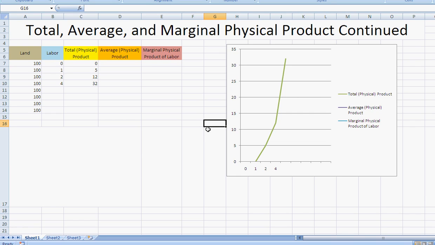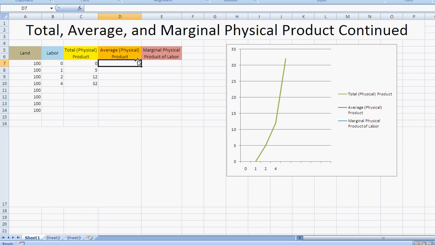So as I alluded to in the last video, we're going to continue our discussion of total, average, and marginal physical product with Excel. All that I've done is copy the exact same table that we were working with last time into Excel, and we're going to start working with the average physical product, just recreating the average physical product and the marginal physical product of labor that we had in the last video.